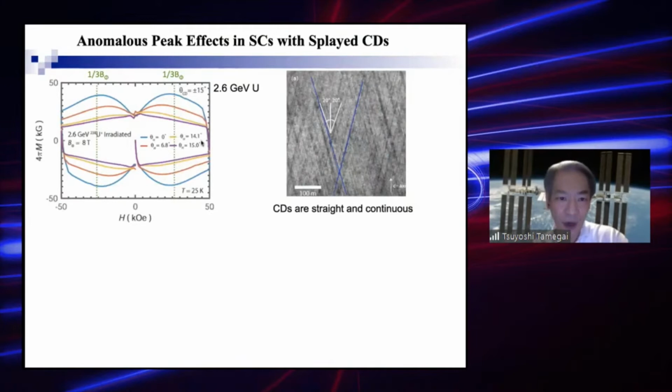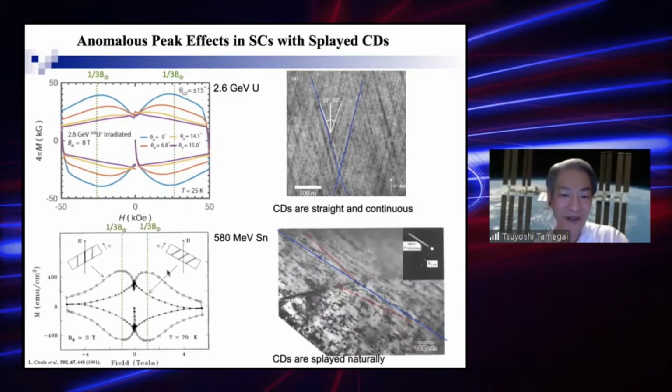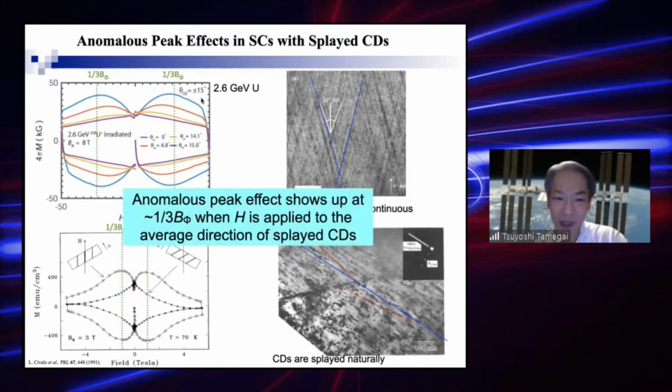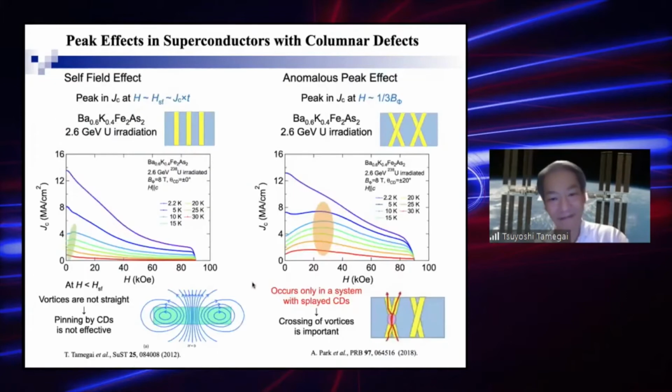Actually, this is our image curve showing the peak here. But first, YBCO irradiated by Tamegai is very spread, similar to our intentional splay. So I think that this anomalous peak effect here and there occurs at around 1/3 of B-phi when the field is applied along the average direction of the splayed columnar defects.